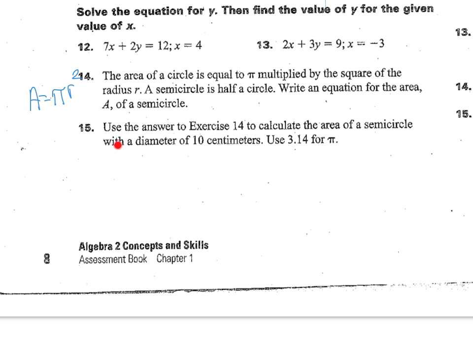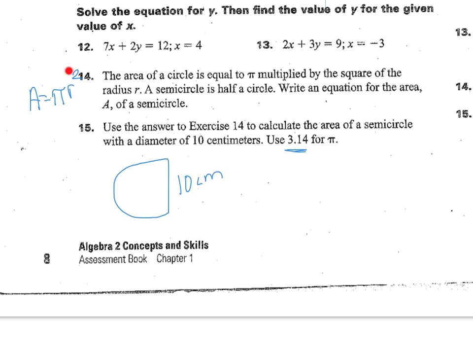Number 15 says use your answer in 14 to calculate the area of a semicircle with diameter 10 meters. So it's a semicircle, so it's a half circle. And it says it has a diameter of 10 centimeters. And of course for pi, we're going to use 3.14. So plug all that into the formula that you got for number 14.